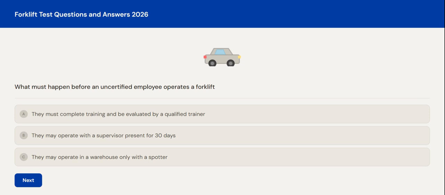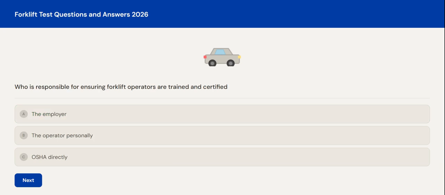Let's move on. What must happen before an uncertified employee operates a forklift? They must complete training and be evaluated by a qualified trainer. No exceptions, no shortcuts. An uncertified operator on a forklift is an OSHA violation and a serious safety risk.